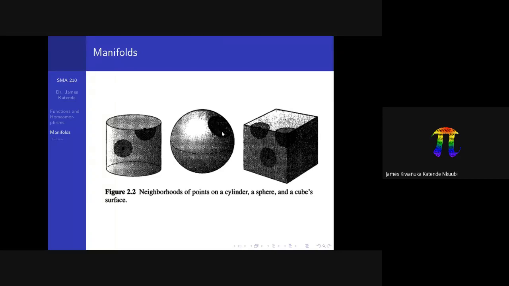Now this other one here is a sphere, the one in the middle, and the neighborhoods here, it doesn't matter which point you pick, all the basic neighborhoods will look like this, will be circular regions. So wherever you go, the basic neighborhoods will just be circular regions.